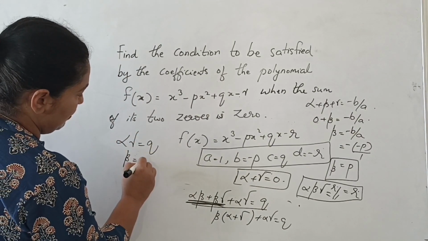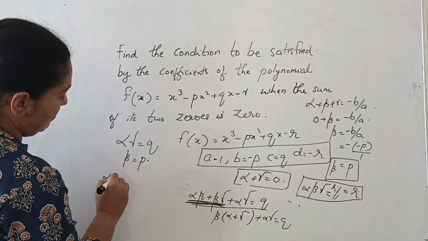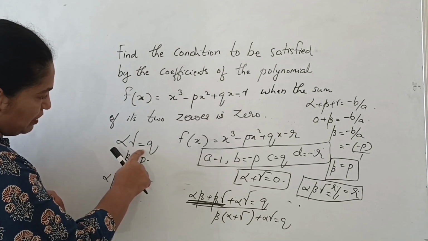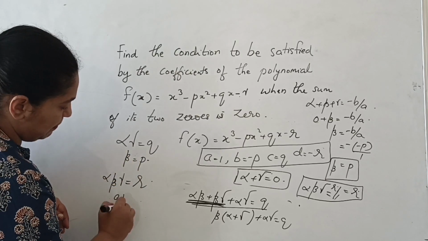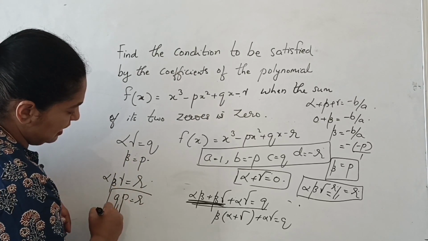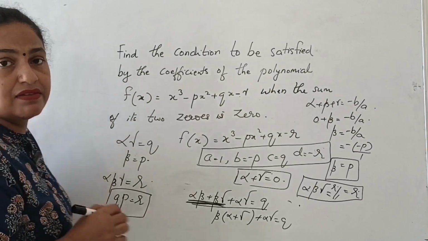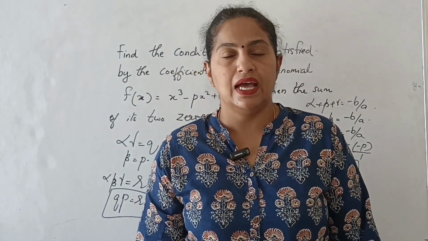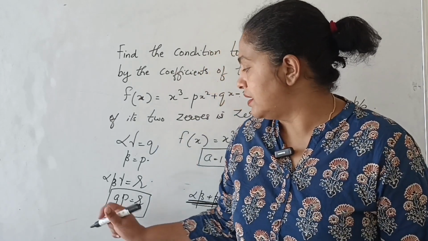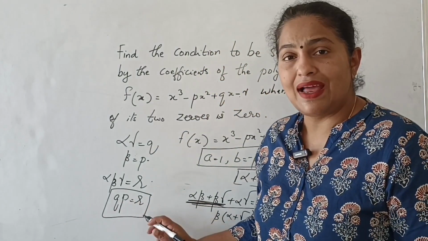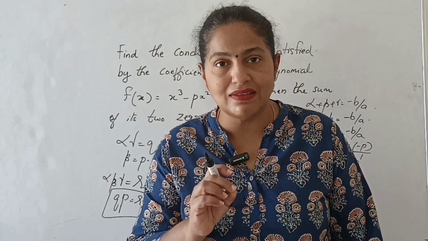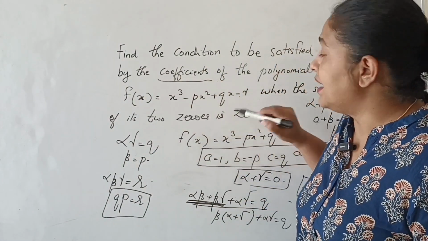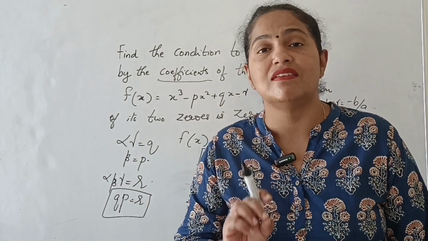I know beta is equal to p. I also know alpha beta into gamma is equal to r. Alpha into gamma is q, beta is p, so I get the relation between the coefficients as p into q is equal to r. I have an equation relating p, q and r only, and this is a condition that should be satisfied by the coefficients so that the sum of its two zeros is 0.